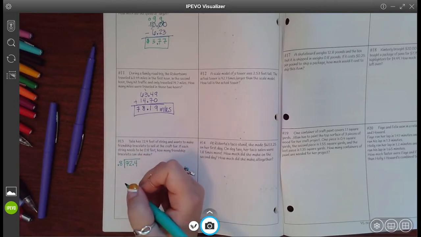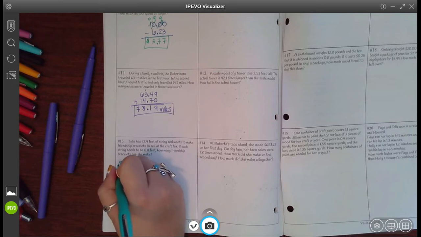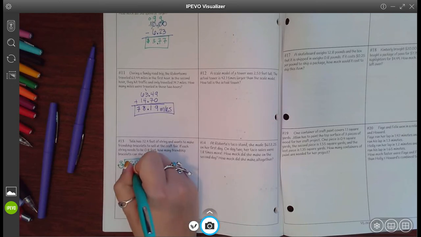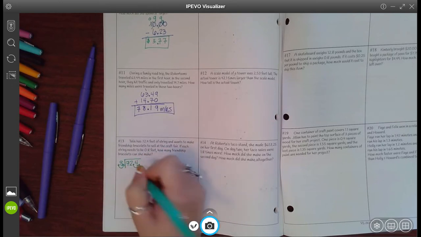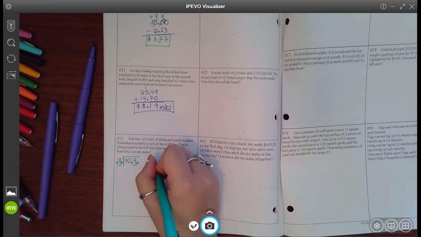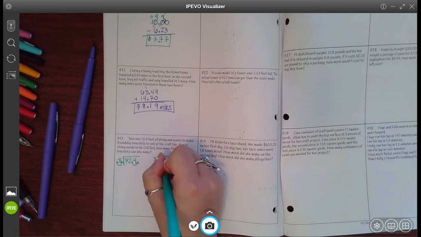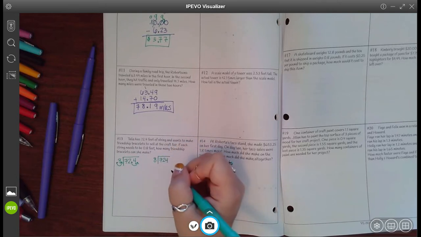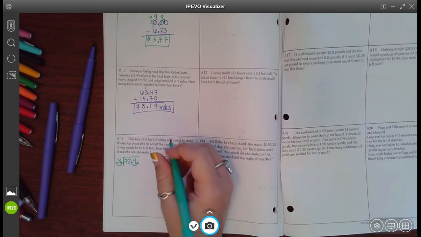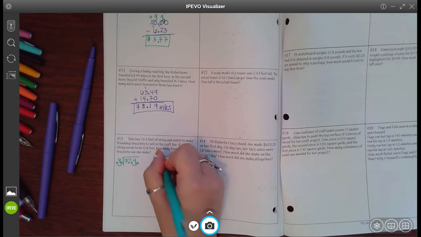So you take the total amount you have and divide it by how much you need to make each one. And again, when we divide, we can't divide with decimals. So move it over and then move it over here as well in the dividend. Okay, and now my new one is 8 into 724 once I move the decimals. Okay, so 8 can't go into 7, but 8 can go into 72 9 times, and 9 times 8 is 72.